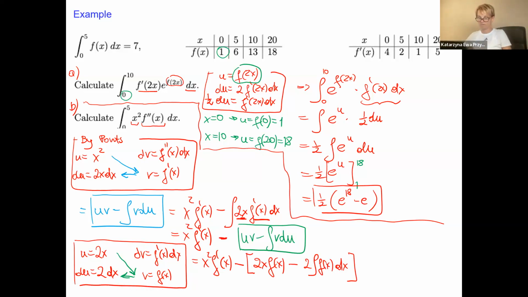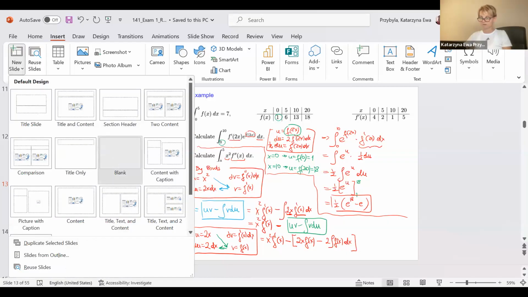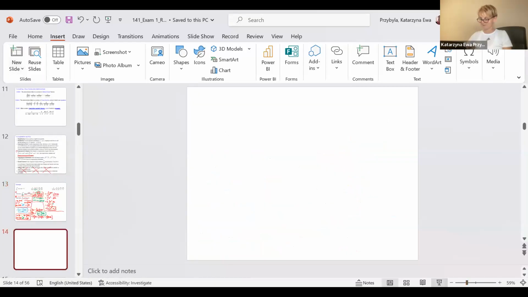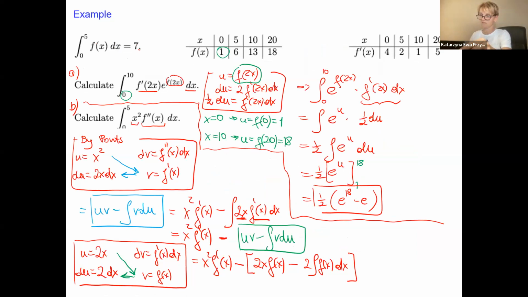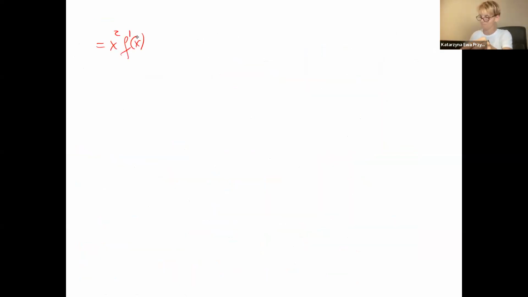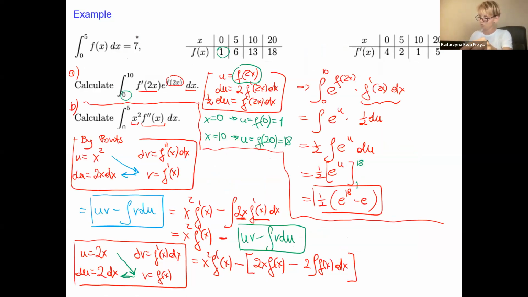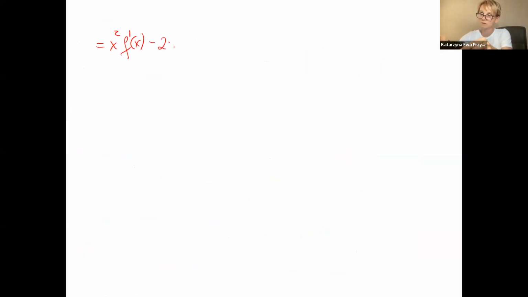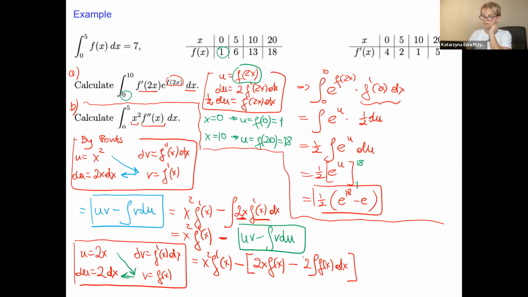I don't have enough room. Maybe I can add a slide really quickly. Do you have the answer? What's the final answer for this? Okay, that's when we will have x squared f prime. Oh, wait a minute, f prime. Now, minus 2x f of x, and then negative, and am I actually right?